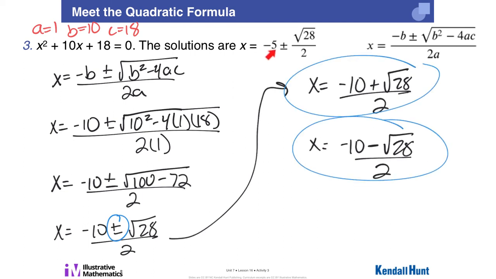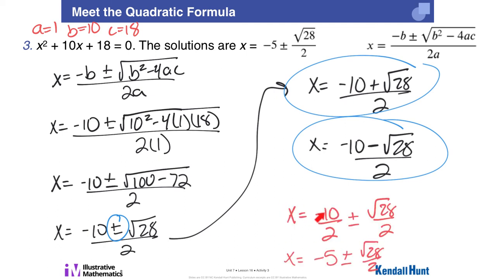Your book is going to show that the answer is negative 5 plus or minus the square root of 28 divided by 2. And that's because you can simplify this a little bit. And when the whole thing is being divided by 2, it's really just like each part is being divided by 2. And negative 10 divided by 2 is negative 5. So it is the same thing. I'm not super worried that you do that last step. If you can get to here, then you are good to go with the quadratic formula.